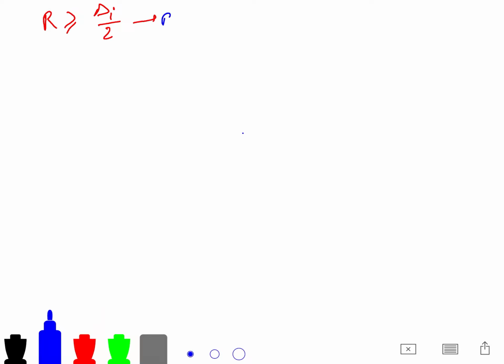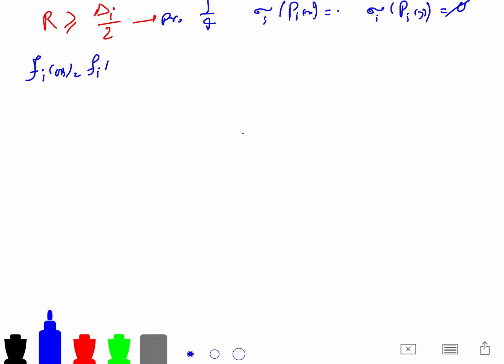So with probability 1 over 4, again we can say our Bernoulli picks 0, and our Bernoulli of pi of y is 0. And so phi I of x is equal to phi I of y, because of this 0 term, it becomes 0.